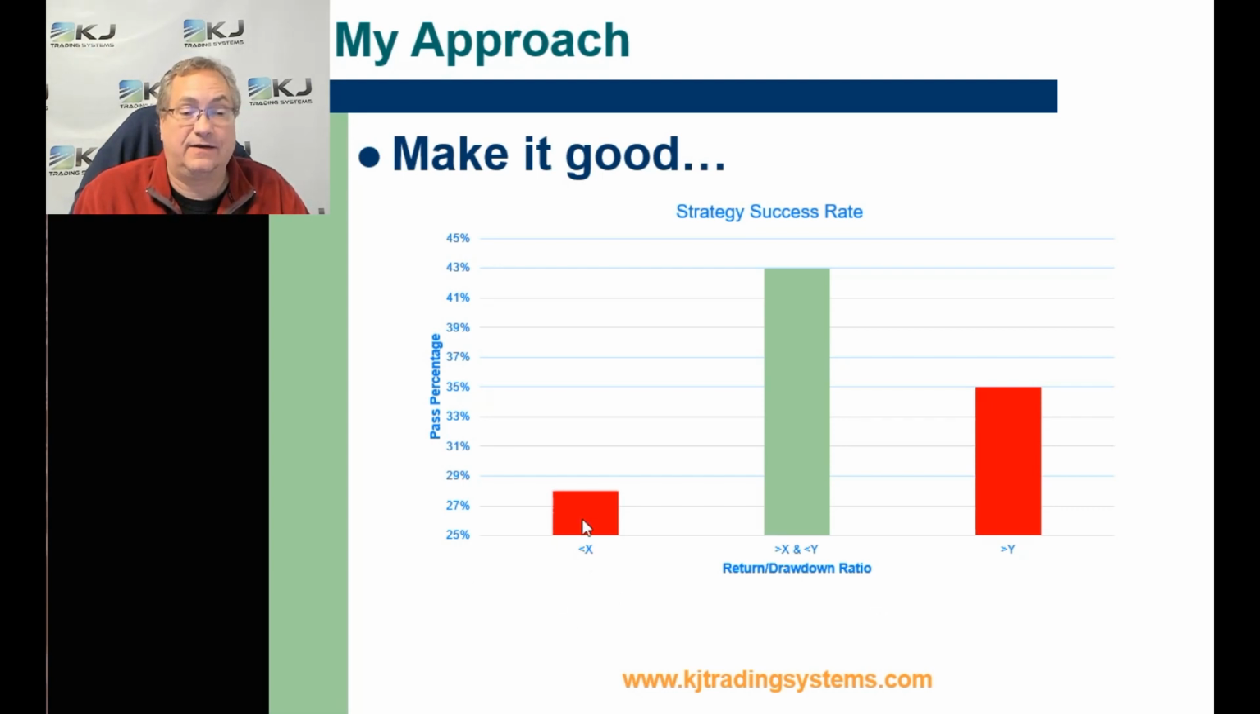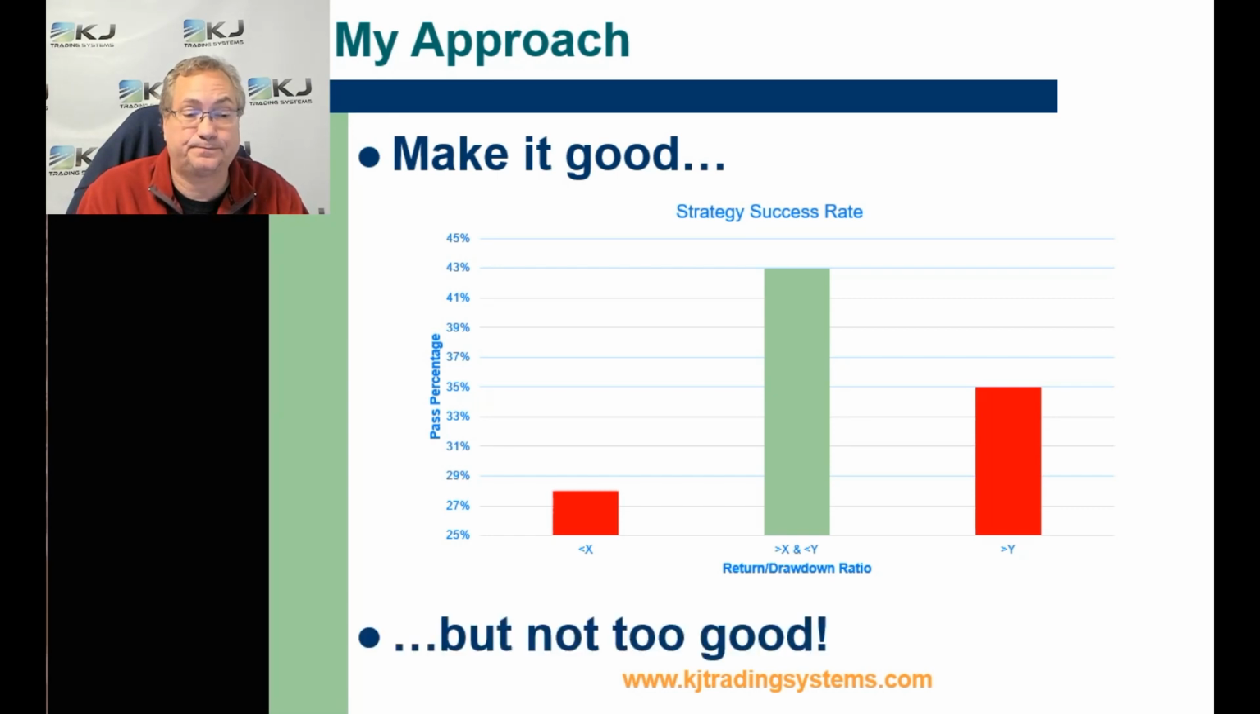And what this is saying, the red block on the left, saying if you have the return to drawdown below a certain value, you have about a 28% chance of passing a strategy. And if you have it above a certain value, you only have about a 35%. There's a sweet spot in the middle, in between those two values, where your strategy success rate goes up a lot. What that's telling you is you want to make what you're doing good as far as the backtest, but not great. So the data bears that out.